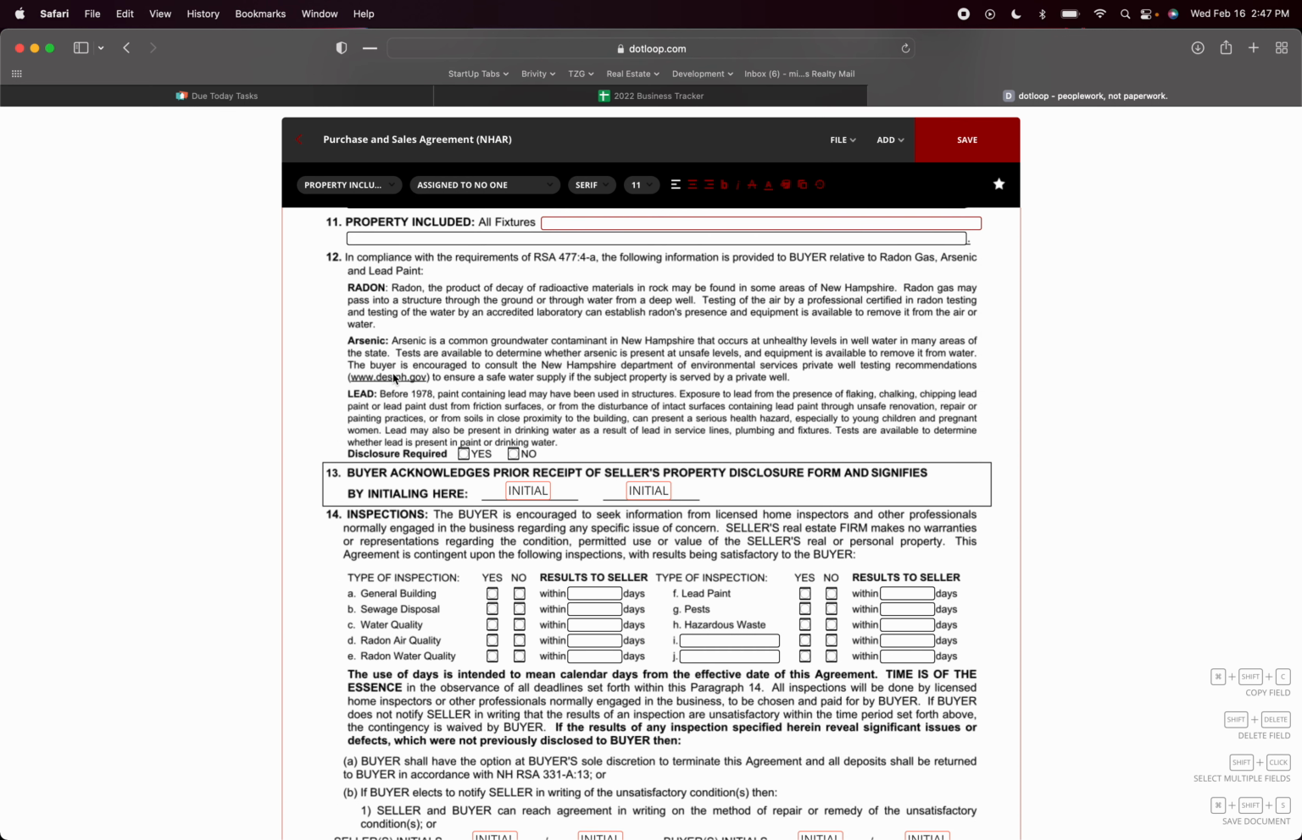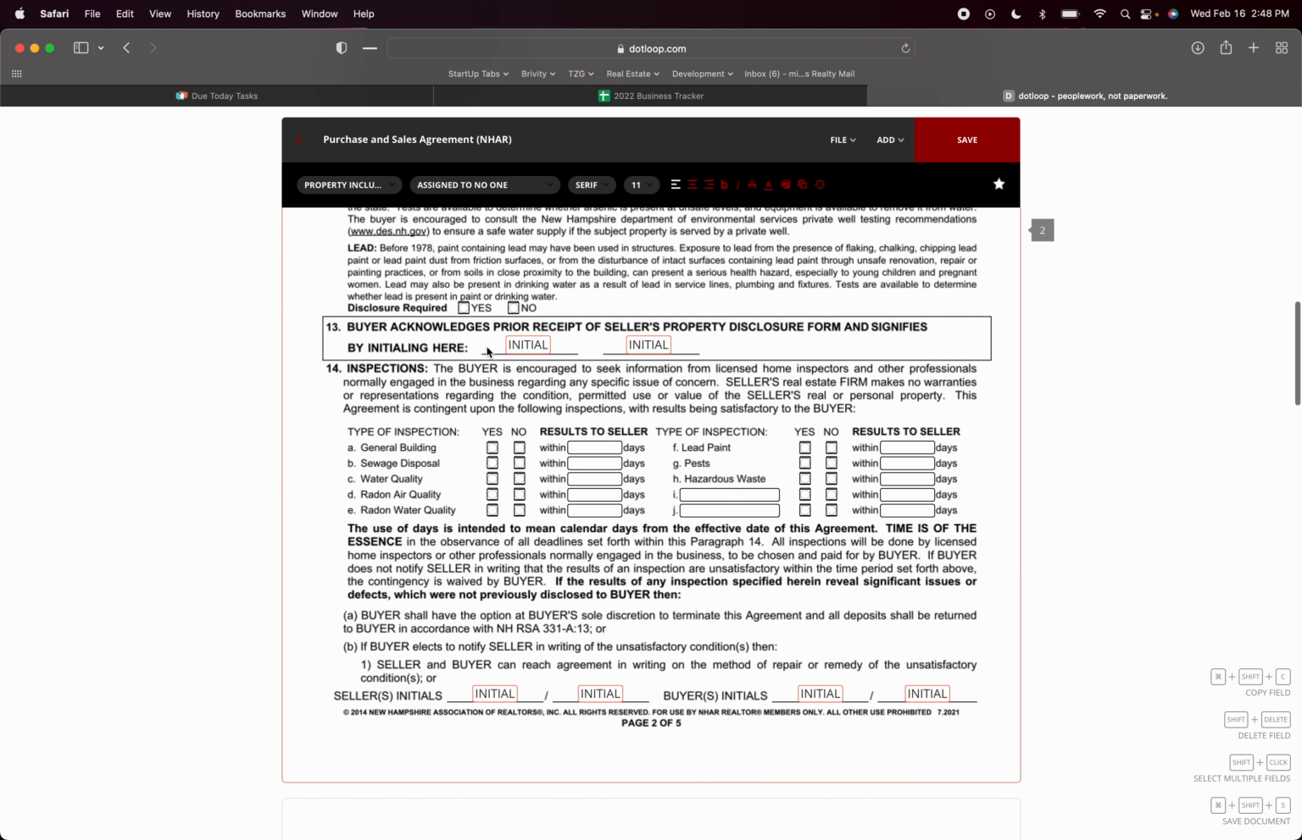Paragraph 12 really doesn't have a whole lot that you need to fill out, but it's still very important. These are disclosures about radon, arsenic, and lead. You want to make sure that your buyer is aware of them. And then there is this one check mark. If the property was built prior to 1978, so not in 1978, but prior to 1978, you're going to select yes, that the lead disclosure is required. If it was built in 1978 or later, then you're going to select no here.